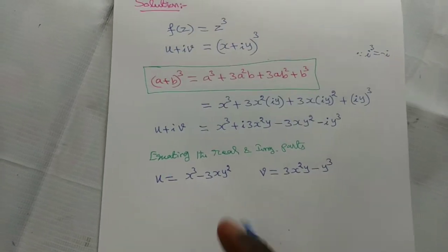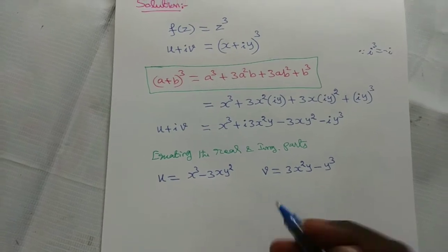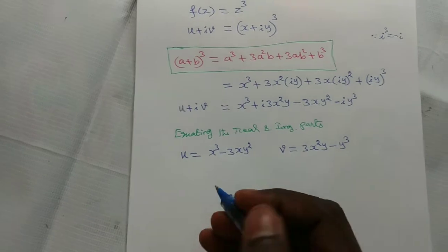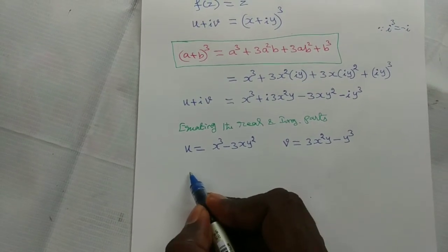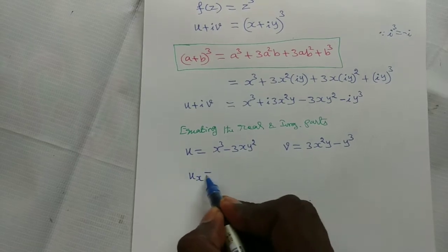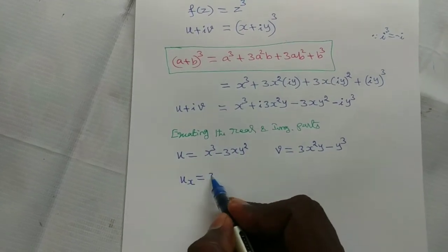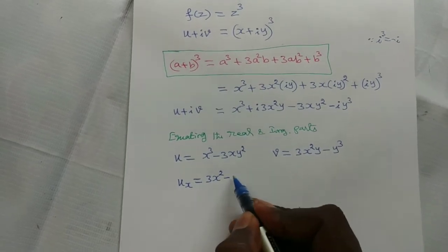Okay, so after obtaining u and v, now I want to verify with the CR equation. For the CR equation, I want to find out ux, uy, etc. First I am going to differentiate partially with respect to x. This is ux. So what is the derivative partially with respect to x? x³ differentiates to 3x², here x differentiates to 1, so -3y².